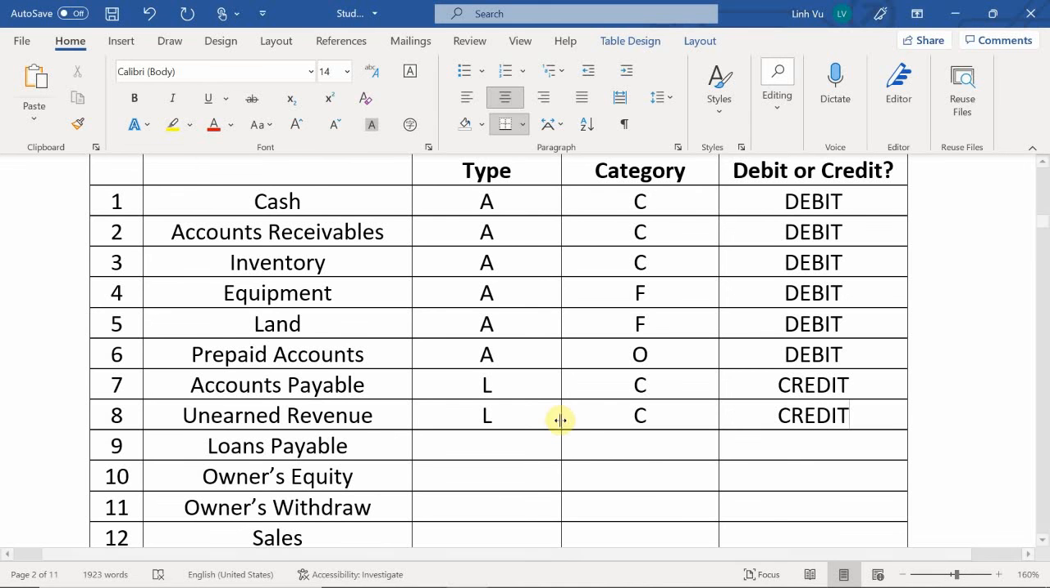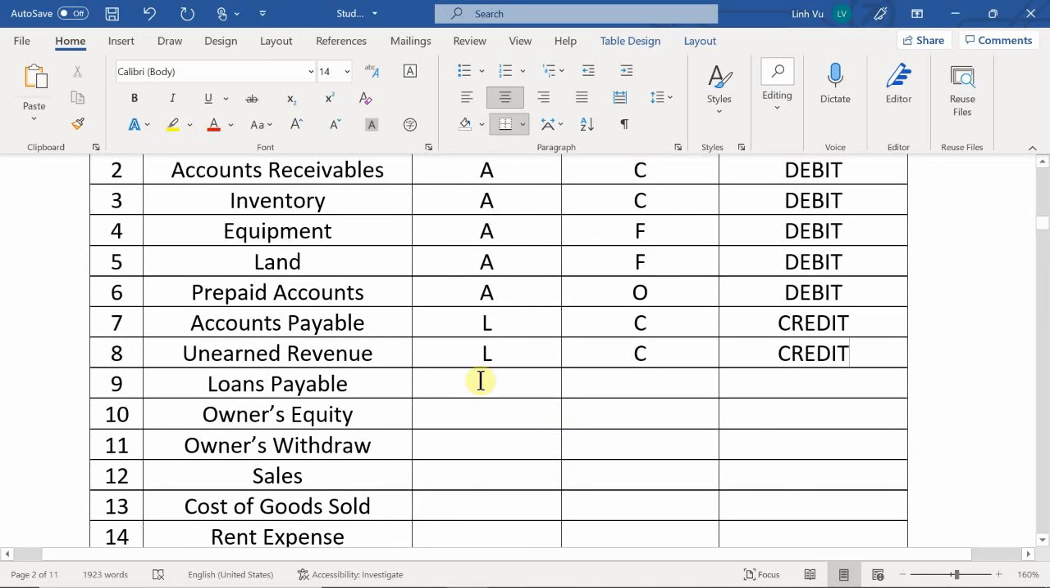Good. What about loans payable? That would be another liability, correct? Yes, it's a liability. Now, what kind of liability? Does it depend on the loan terms, or is it just going to be a credit? Most likely, what are typical times and length of a loan? What do you see more often? Yeah, so in this case, it'd be a long-term liability.